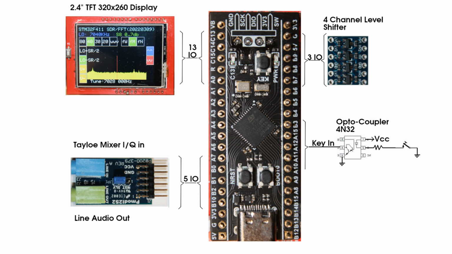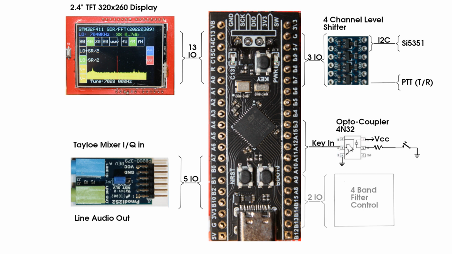The optical coupler handles the inbound key interface, while 2 channels of the level shifter handle the black pill to SI5351 communications. A 3rd level shifter channel is used on the outbound push-to-talk control. And finally, 2 black pill I/O lines go direct to the outboard 4-band filter switching hardware.